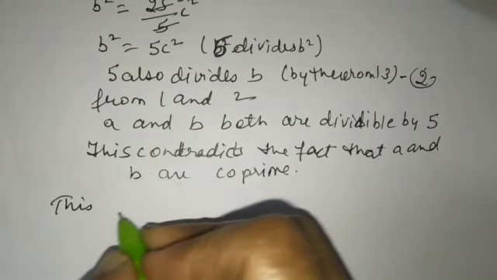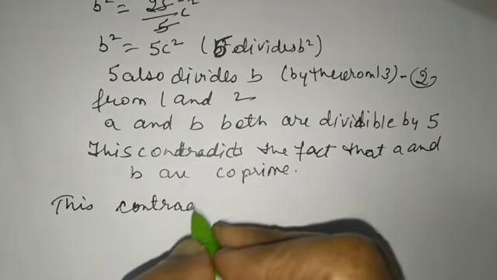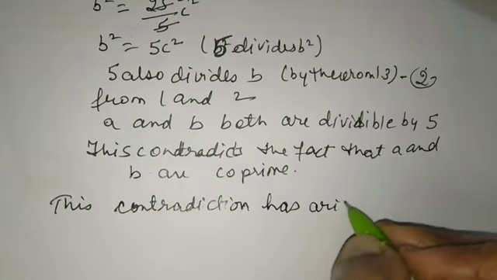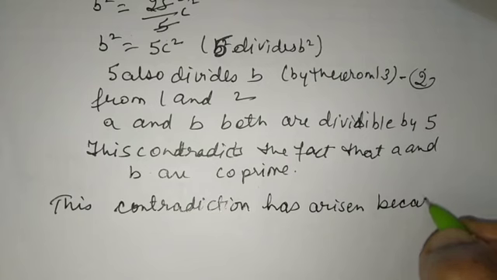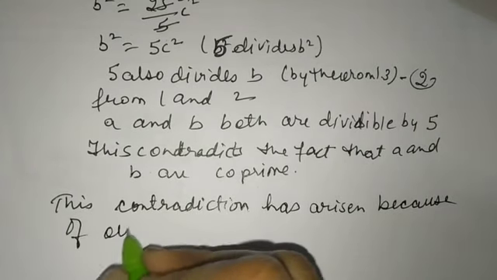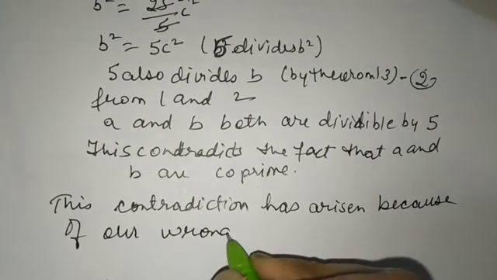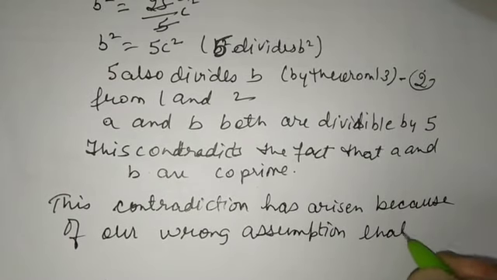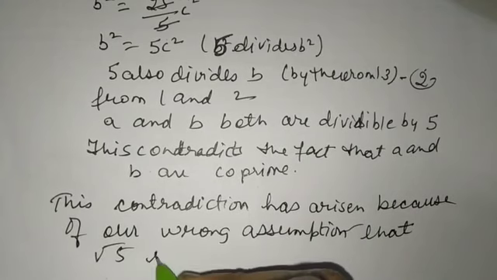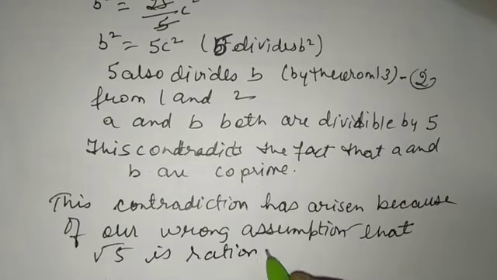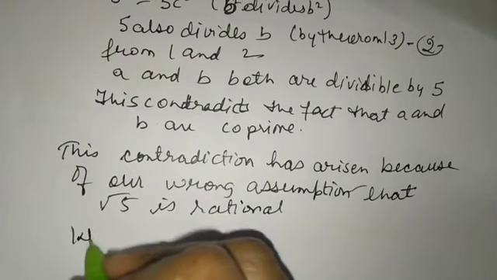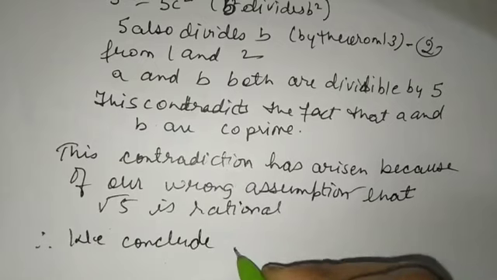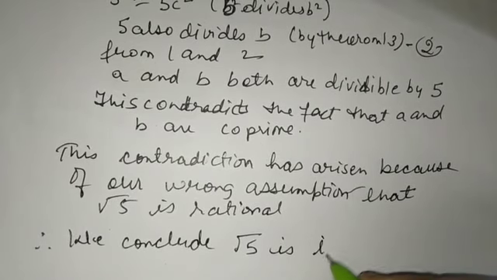So we can write this contradiction has arisen because of our wrong assumption that root 5 is rational. So we conclude here. Therefore, we conclude root 5 is an irrational number.